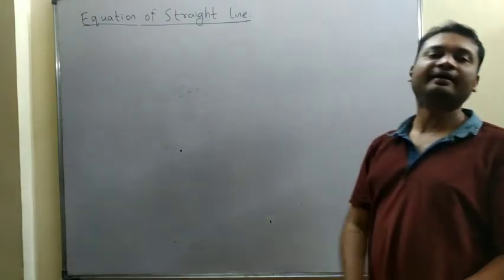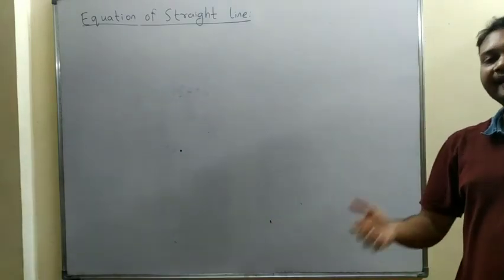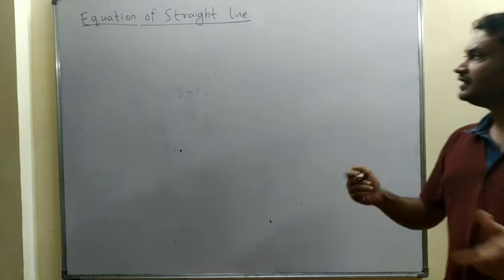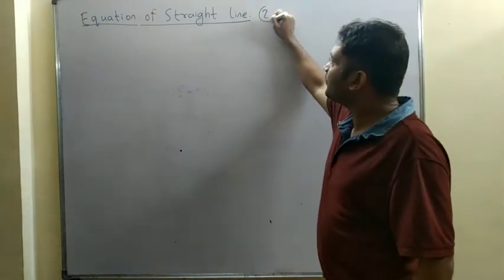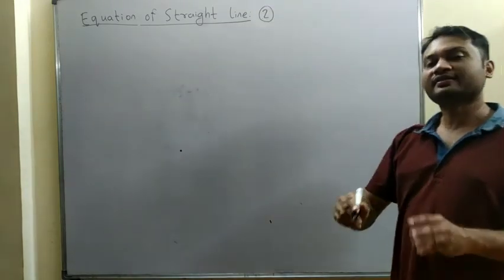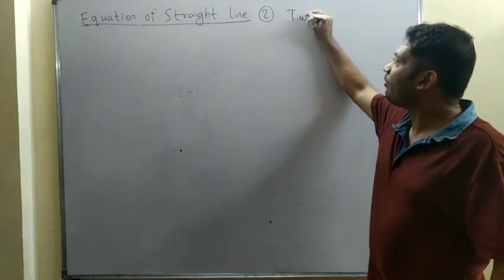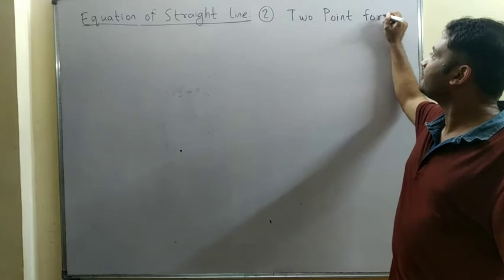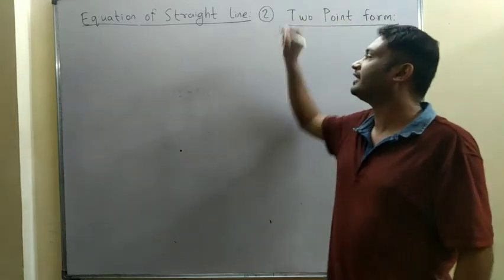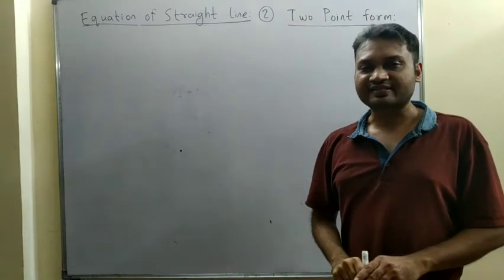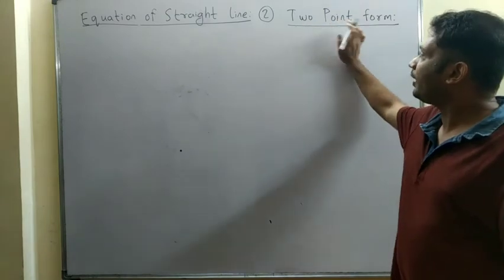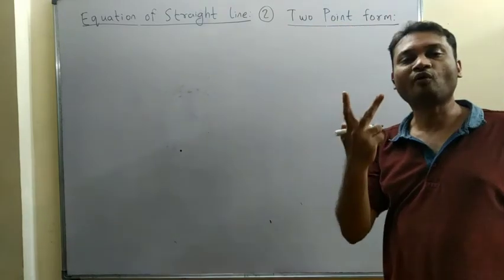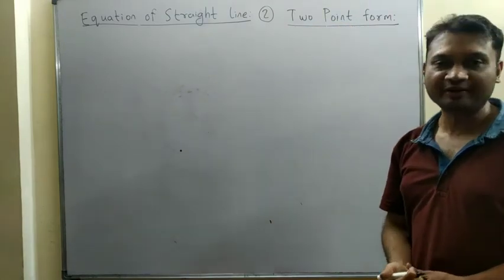So this is how we use slope point form: m is equal to y minus y1 upon x minus x1. Then let us move on to our next equation of straight line. This is 2-point form, the 2-point form of equation of a straight line. From the name itself, we understand 2 point means there will be 2 fixed points which will be given to us.